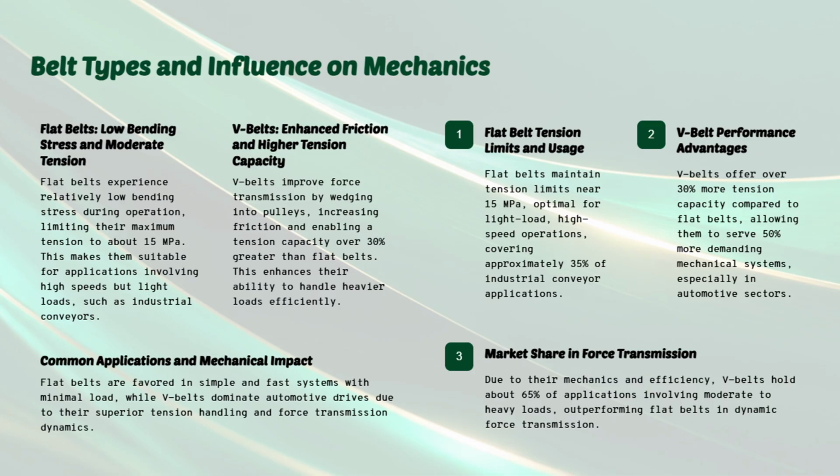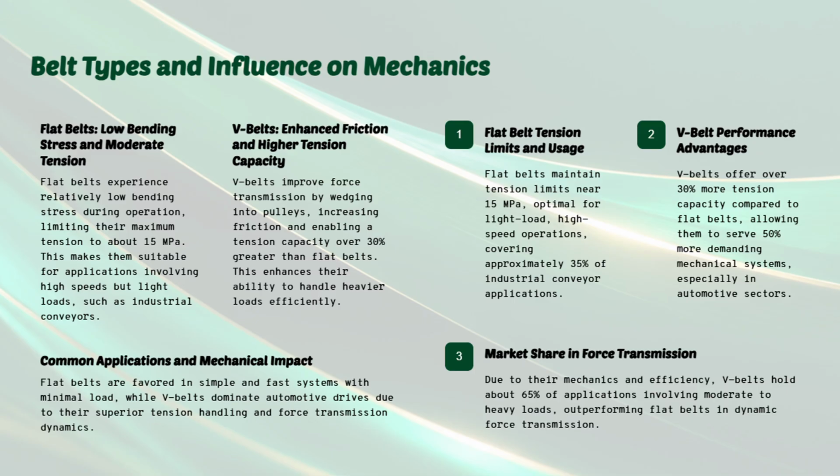The physical design of the belt itself has a massive influence on these mechanics, dividing the industry into two main types: flat belts and V-belts. Flat belts are characterized by their ability to maintain low bending stress during high-speed operations, but they limit maximum tension capacity to about 15 megapascals. This unique profile makes flat belts ideal for high-speed, light-load systems, covering roughly 35% of modern industrial conveyor applications.